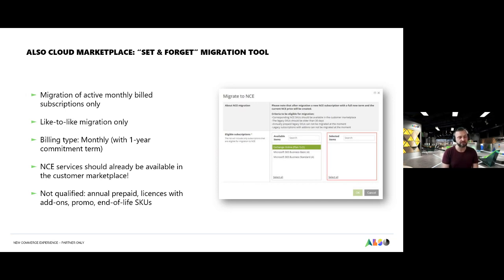There are some limitations, of course, like we don't migrate annually prepaid licenses. We can't migrate licenses that were purchased in legacy less than 30 days ago. That's a limitation on Microsoft's side, by the way. And there are a few more things which we are not moving: add-ons, promotions, and end-of-life SKUs. I think it makes no sense to move end-of-life SKUs and promo SKUs because those definitely have better conditions than NCE. So that's obvious.